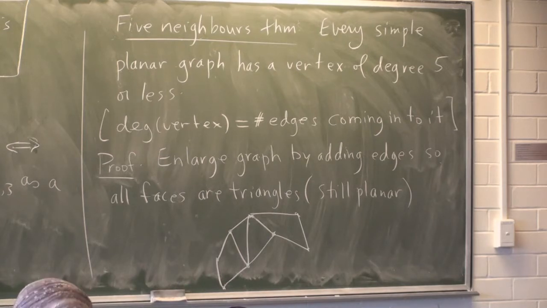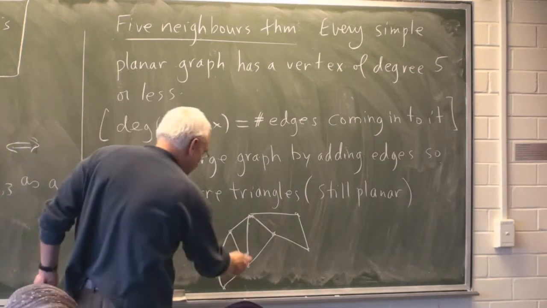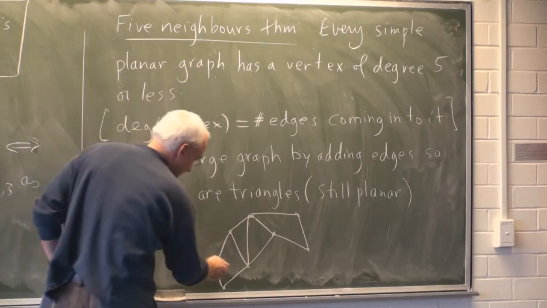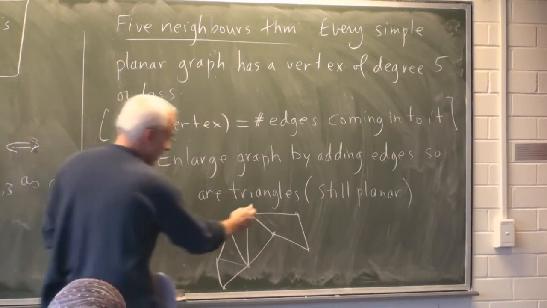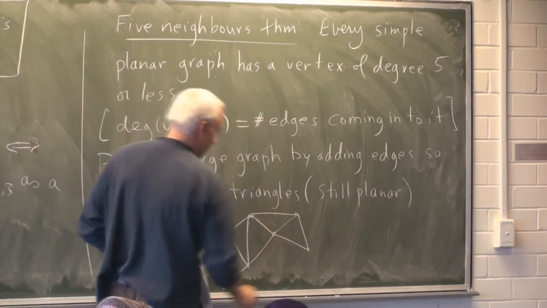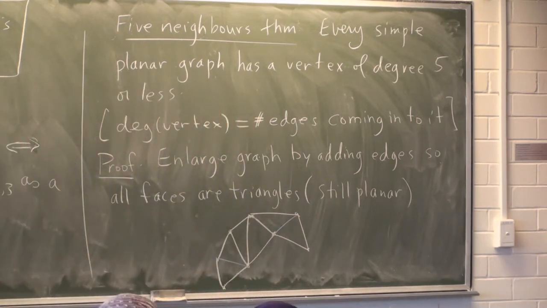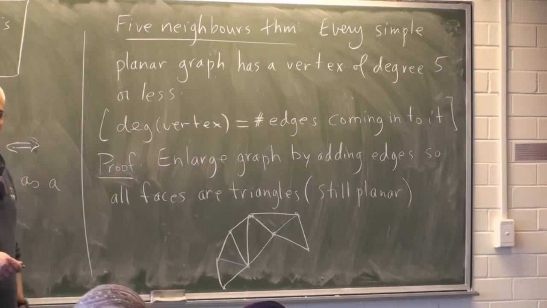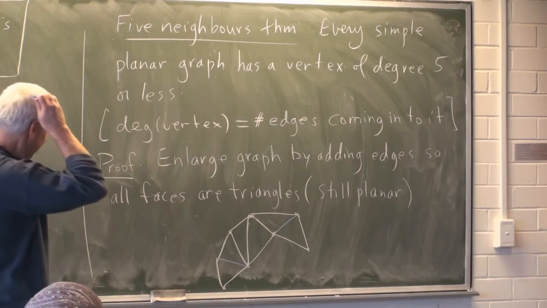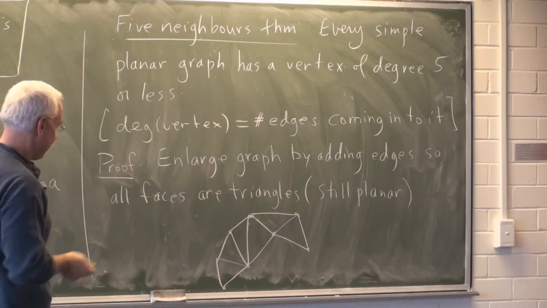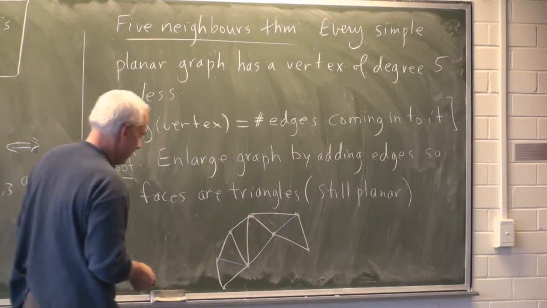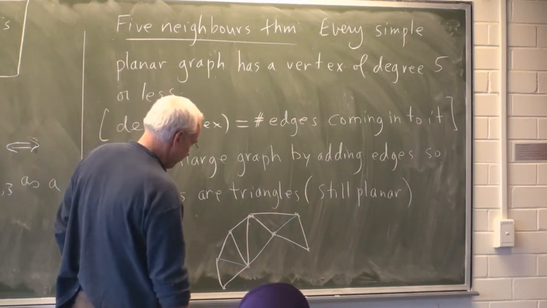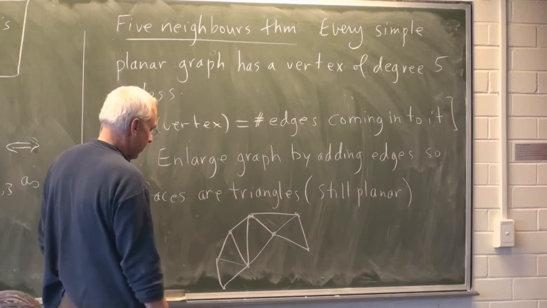Okay, how do we make this into triangles? Well, you just look for a face which is something else, like that one there, and you just, okay, there, now that face is now a triangle, or two triangles. Here's another 4 face, so we'll make it into a bunch of triangles. What about the outside? Oh, it's got lots of sides. How do we make that into triangles?